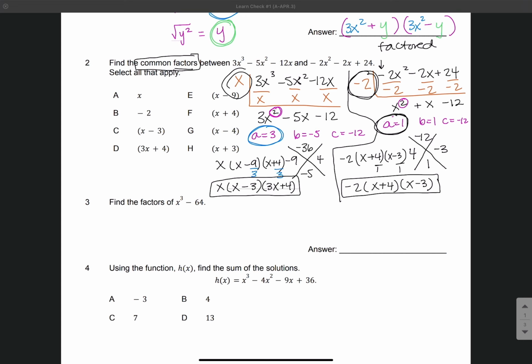So now we want to know what is in common. What do they both have? So notice how they both have an x minus 3. All the other factors are different between them, but they both have an x minus 3. So that is what's in common.